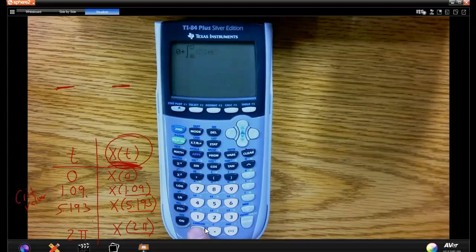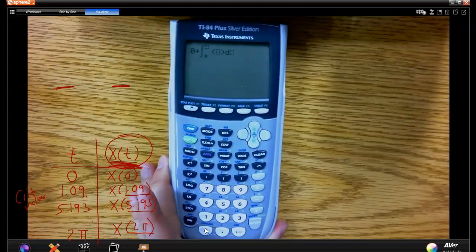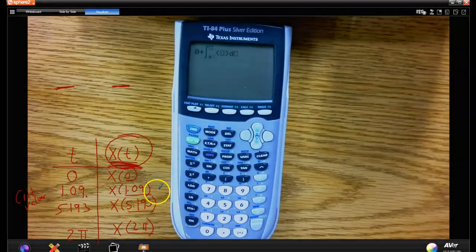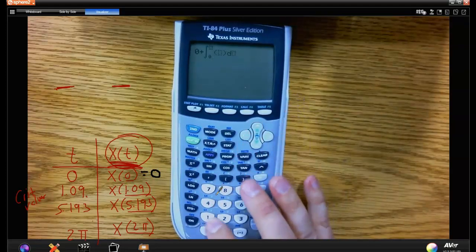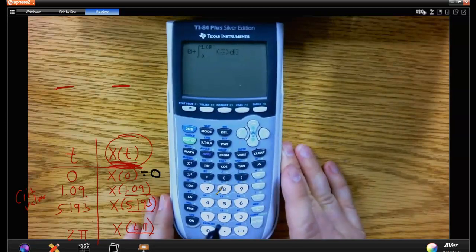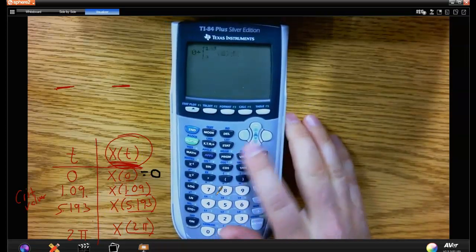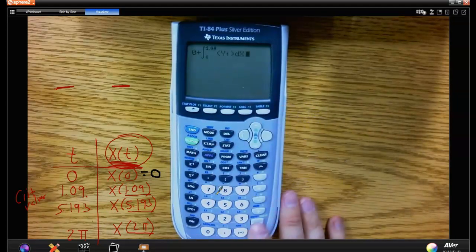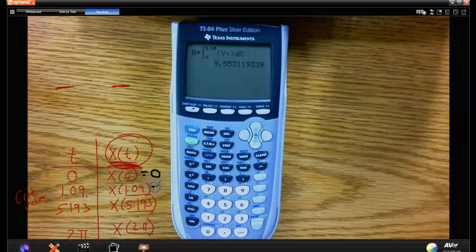from 0 to, now I don't need to do this first point 0 because I already know that one. X of 0 is 0. I already know that. So I'm just going to put 0 here. So let's start off with 1.09. So 0 to 1.09. That's where the number goes, up there on the top. And then we're going to put our velocity function in there. No absolute value bars this time. There you go. So that's the position at that point in time. It's 9.553.